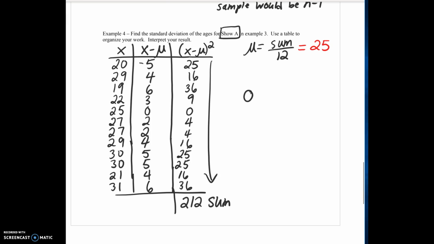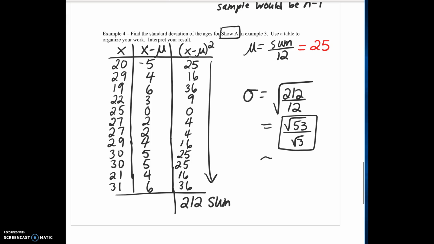And then you're going to do the square root of 212 divided by 12. And usually I would just recommend doing a little bit of simplifying. So you could do 212 divided by 12 and you get 53 over 3. Honestly, you could leave it like this. If you have a calculator that can do radicals, then you could type in and get the approximate answer of 4.2. So this is your standard deviation.